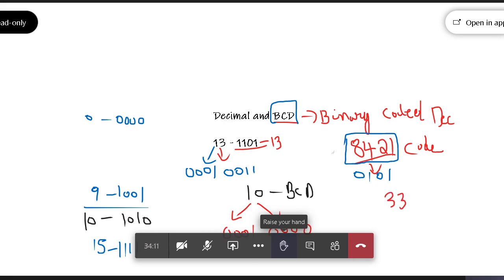The question you'll be getting is like this: 33. How many digits will you need to represent the 33 value in binary, and how many digits to represent the 33 value in BCD? So tell me, how many in binary and how many in BCD? Sir, in binary it's 6. Yes, binary is 6 digits.